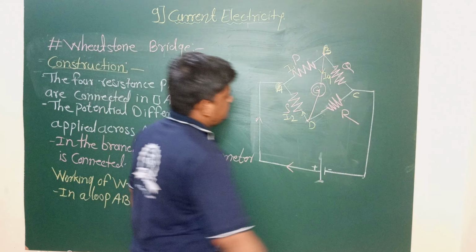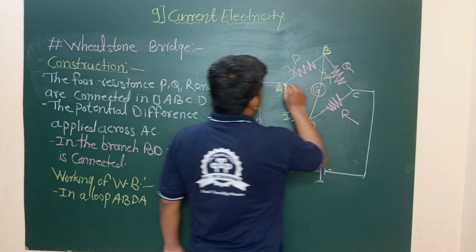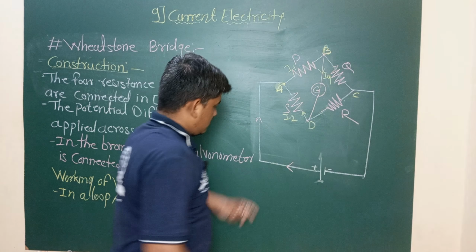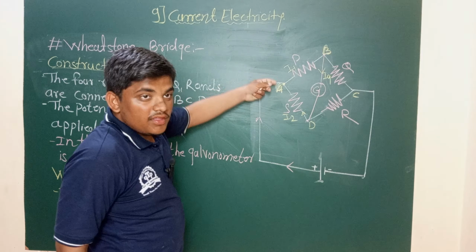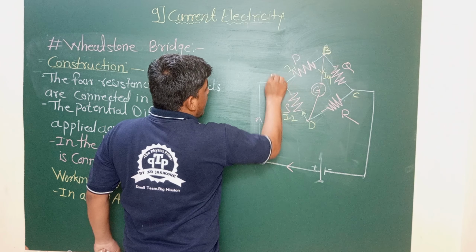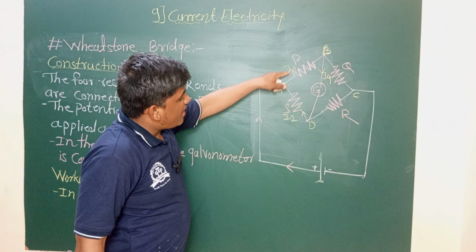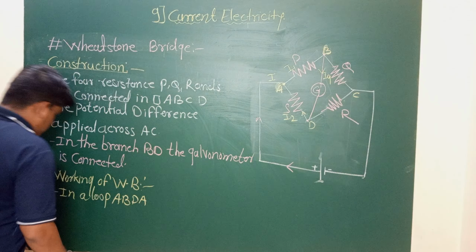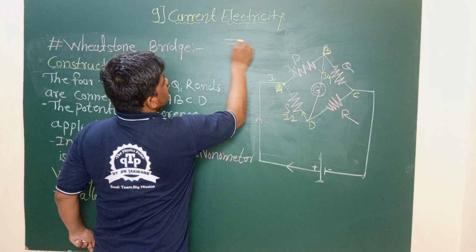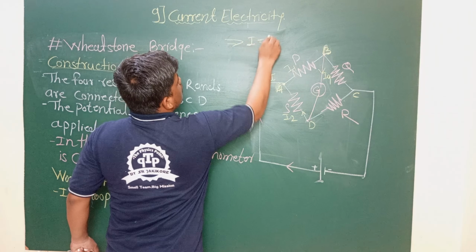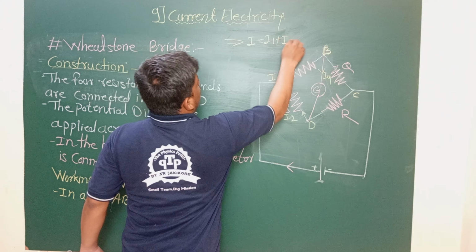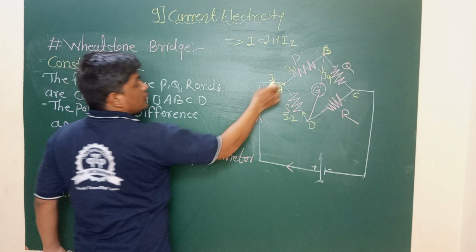Similarly, the current will be distributed. This I amount of current is flowing into the point A, and at the point A the current I will be split into two parts, I1 and I2. That is, I equals I1 plus I2. I amount of current is flowing up to the point A.